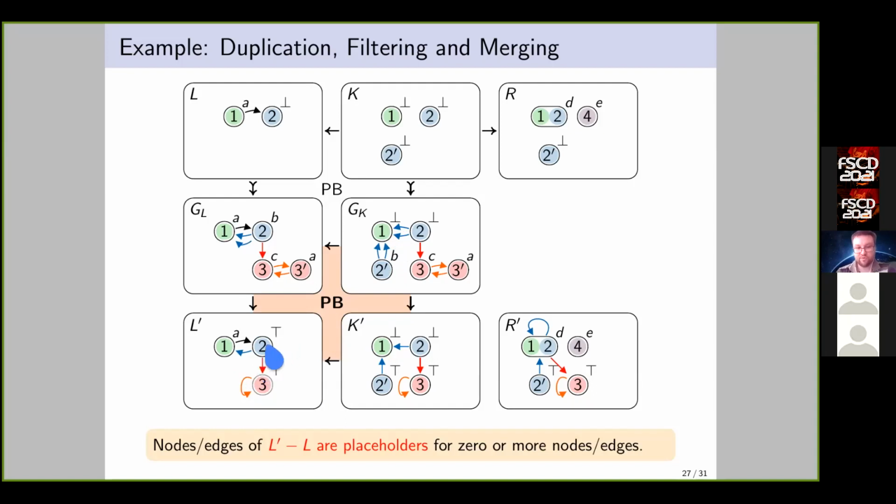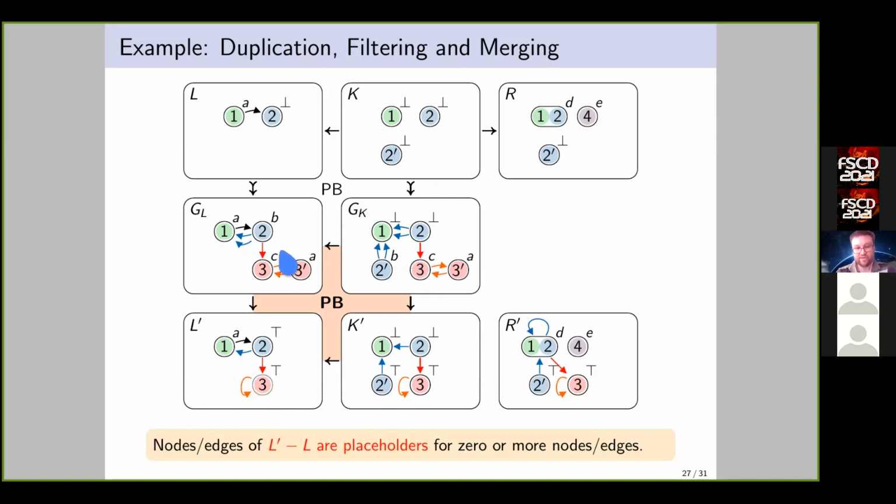The node 2 has 1 pre-image here, has 2 pre-images here, so the node 2 is duplicated. What happens to the labels? Here we have label B, here we have label bottom, so this label is erased. Here we have label B, here we have label top, so in the other copy, the label is preserved.